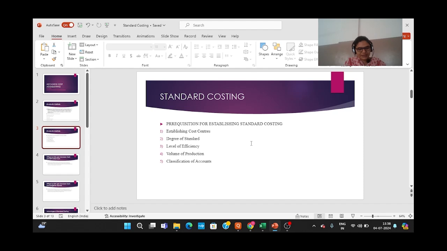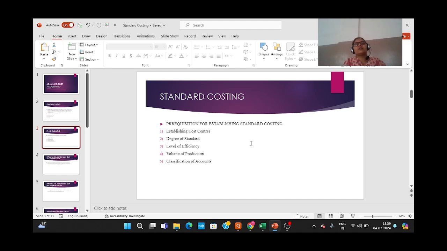First is establishing cost centers. The area of operation of a business is to be divided into various cost centers. This helps in fixing standards for various cost centers. The actual costs are collected in relation to each cost center. Deviations between standard cost and actual cost are ascertained for each cost center. This helps in establishing responsibility for adverse deviations. The person in charge of a cost center knows his responsibility.